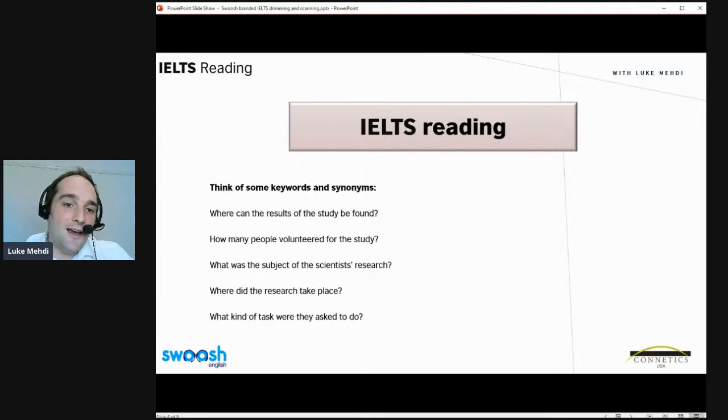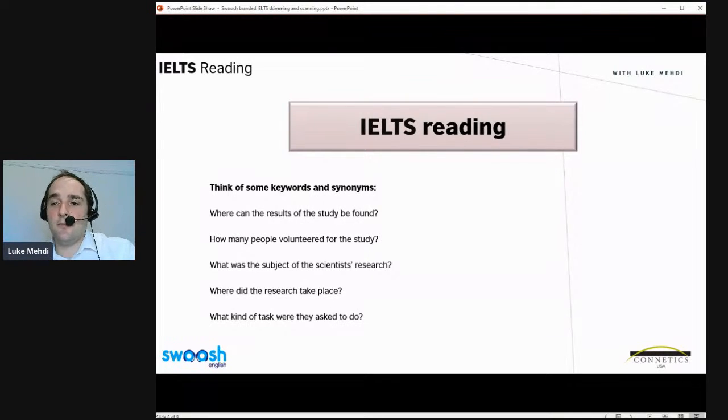So, guys, the first question here: where can the results of the study be found? We're probably looking for a name. What kind of name? Any ideas? Just pop them in the comments. How many people volunteered for the study? What kind of answer are you looking for there as well? So what kind of name?